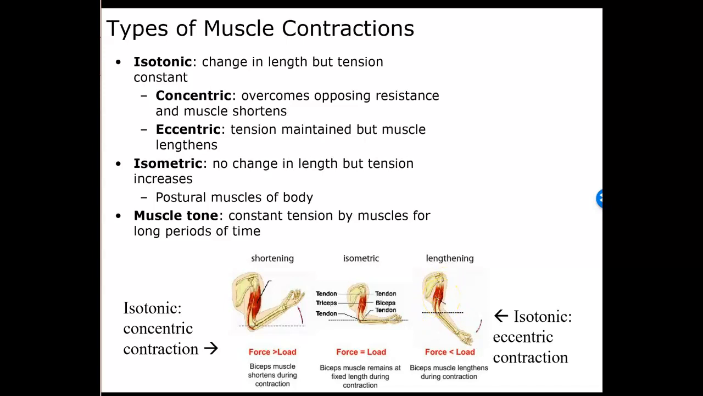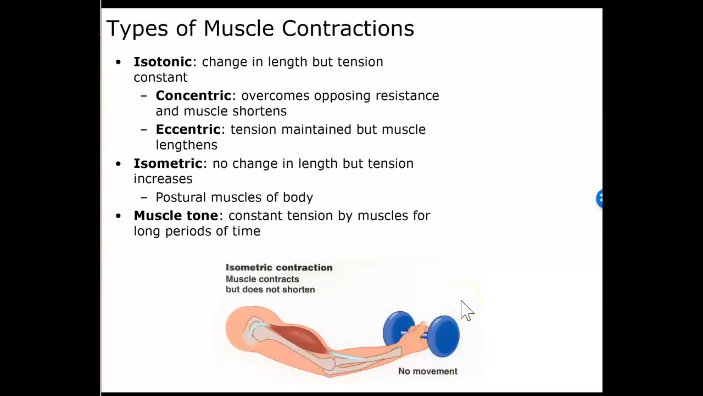The other type of contraction we have is isometric contraction, and that's when we have no change in length, but tension will increase. So for example, if you are holding this weight in your hand, but you are not moving your arm at all, you're going to feel tension increasing in that muscle, but you're not having that muscle shortening or lengthening at all. You're just holding it in place.